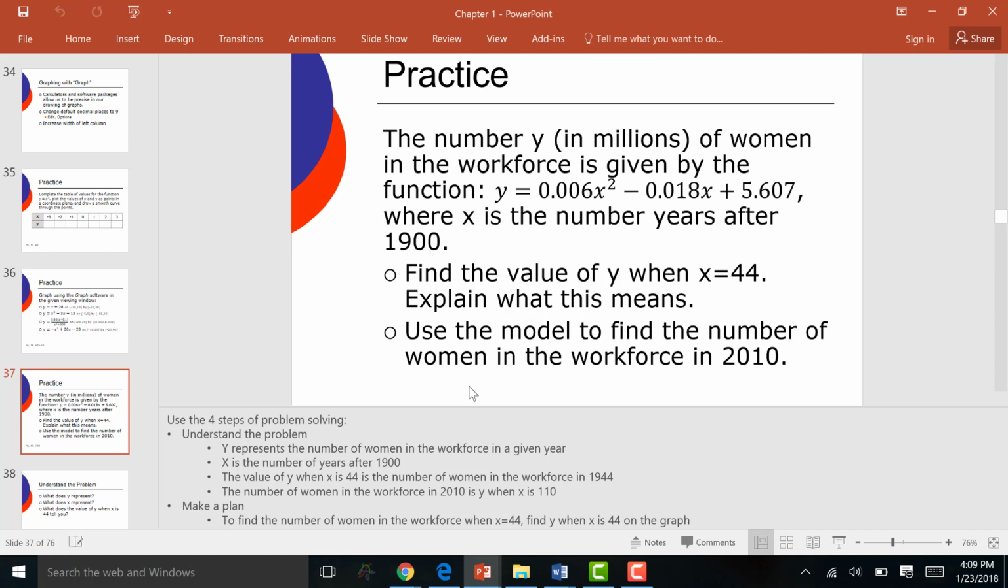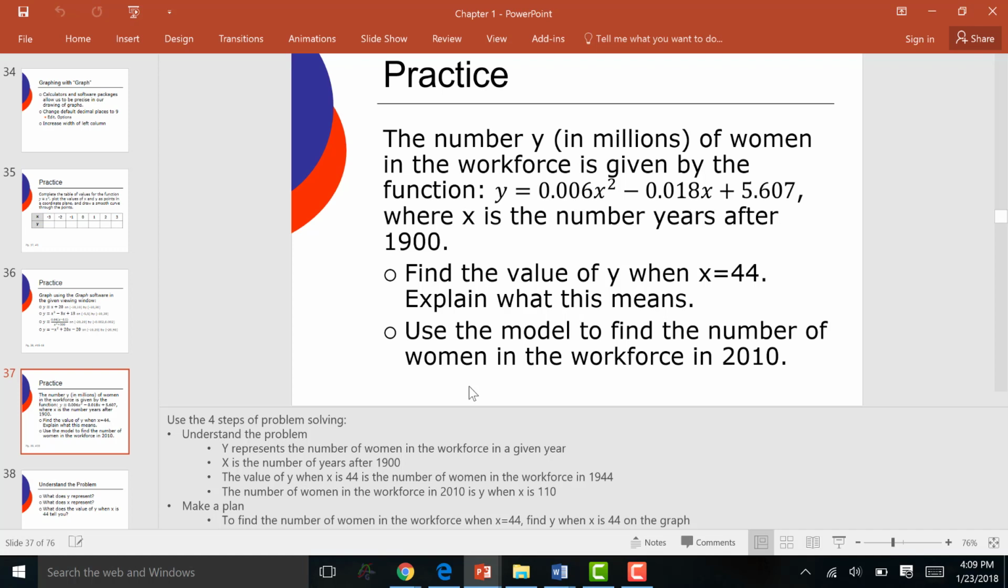Does this say that there are 16 women in the workforce? No, 16 million. 16.43 million women in the workforce. When? What year is that then? 19 what? 1944. You said it was 44 years after 1900, so what year would that be? 1944. So we have just figured out that in 1944, there were 16.43 million women in the workforce.